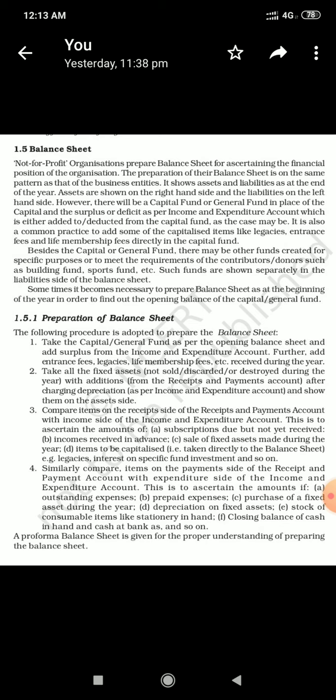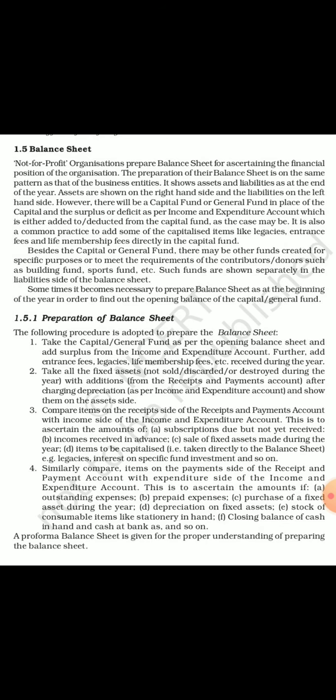In this balance sheet, on the same assets and liability sides, we take all assets and liabilities from the receipts and payment account. First, all the revenue expenditure and revenue income we transfer to the income and expenditure account. Then the remaining things we take in this balance sheet. All capitalized items like legacy, capital fund, members' fee, life membership fee, all these we take on the liability side, capital fund also.